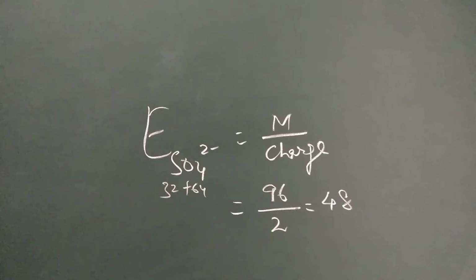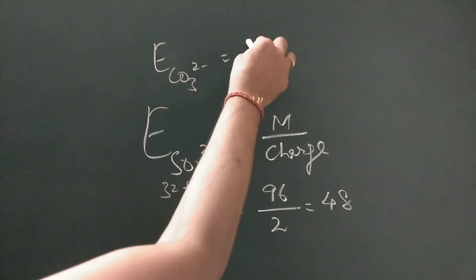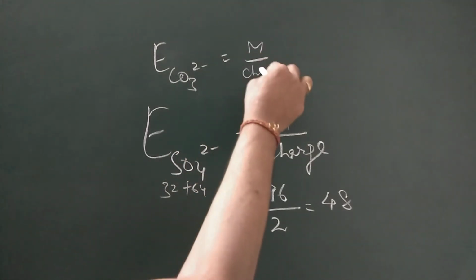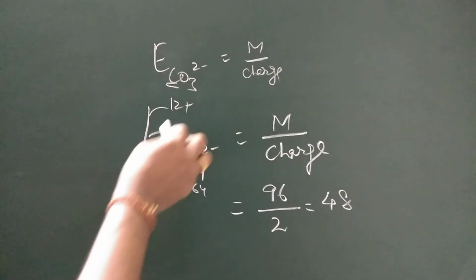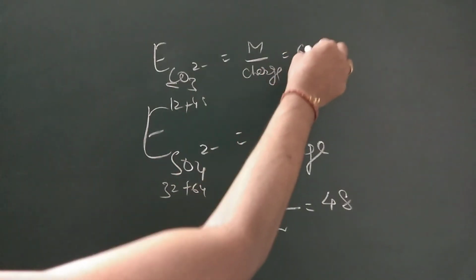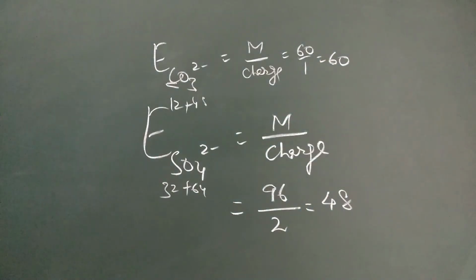If you want to find the equivalent weight of the carbonate ion, suppose CO3 2 minus, then you have to write the molecular weight by the charge. The molecular weight will be 12 plus 16 times 3, which is 48, so 60, so it will be 60 by 2, that is 30. This way you can find the equivalent weights of different species.